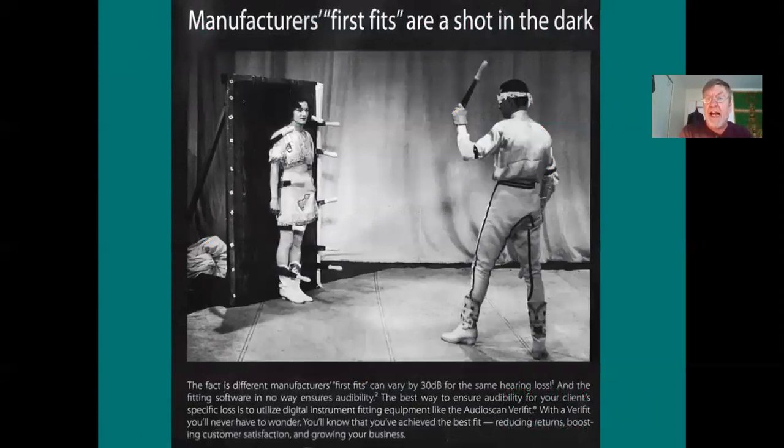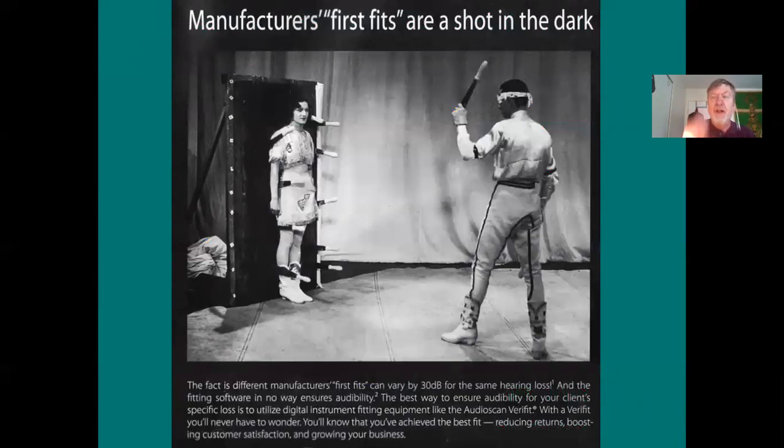This is just an ad from AudioScan, which is a real ear system, but it's true for any real ear system. With real ear, you never need to wonder. You'll know you've achieved the best fit, reducing returns, boosting customer satisfaction, and growing your business.